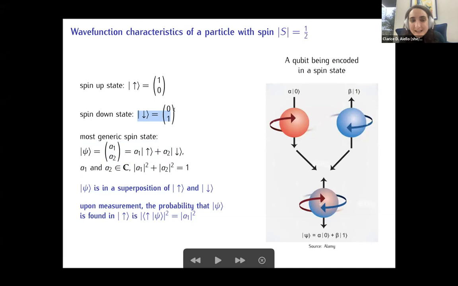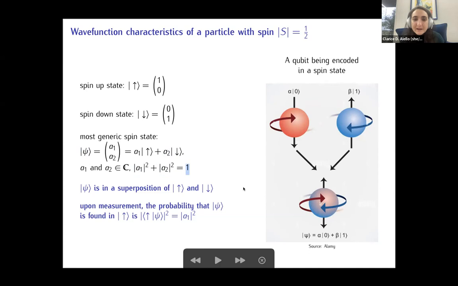And note that any combination of those two vectors here can generate any column vector with two lines, A1 and A2. So the most generic spin state is given by this superposition. That's the language that we learned yesterday. A superposition of spin up and spin down with coefficients A1 and A2. If you remember, in order for this most generic wave function to be normalized, the absolute value of A1 squared plus the absolute value of A2 squared have to be equal to 1.